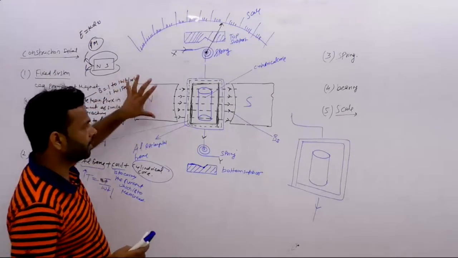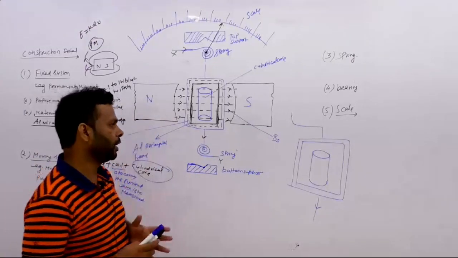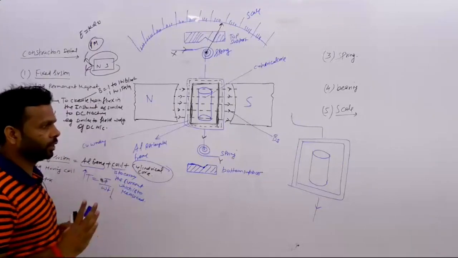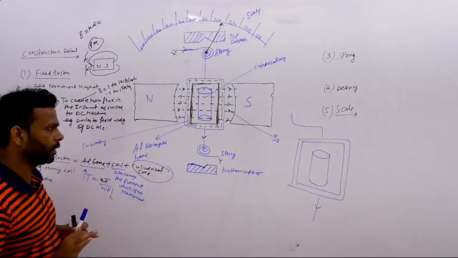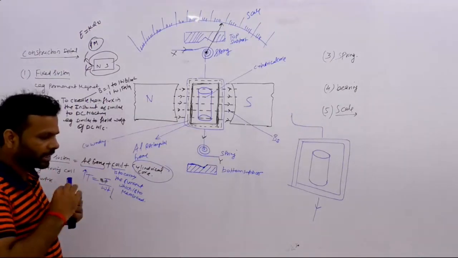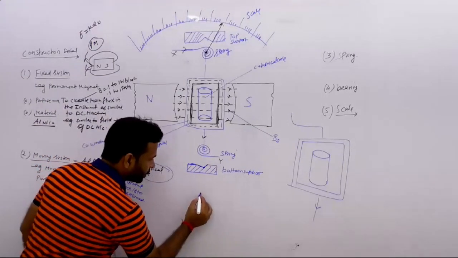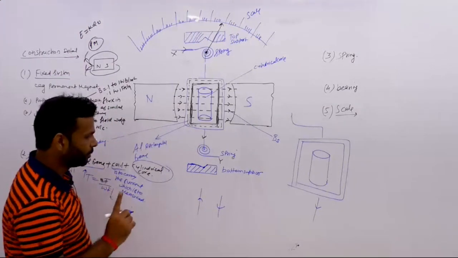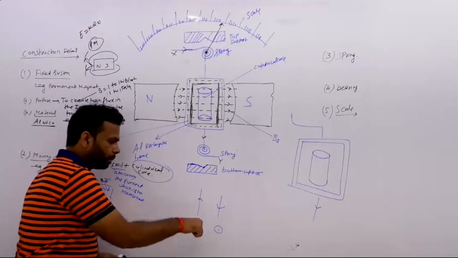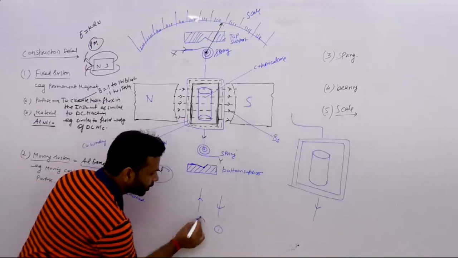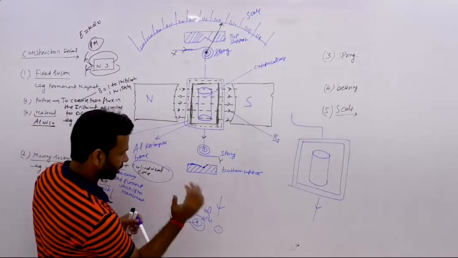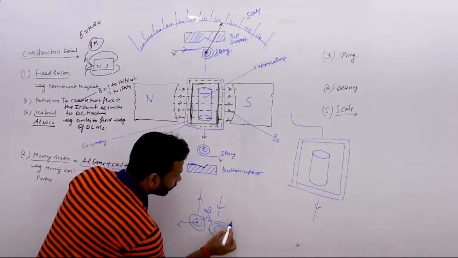Now what is that? One magnetic field is produced by the permanent magnet, similar to the stator magnetic field in case of your machine. Now the second magnetic field is what? When a conductor is carrying current, there is a magnetic field around it. Suppose the current is into the board, then by the right hand rule the magnetic field direction is clockwise. This is your magnetic field, and this is the direction of current. Suppose your current is out of the page, then your magnetic field is in the anti-clockwise direction.